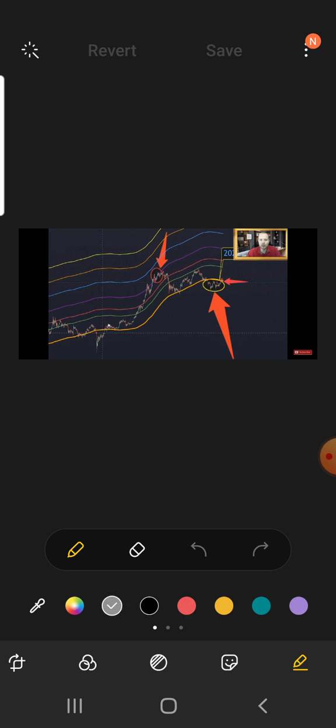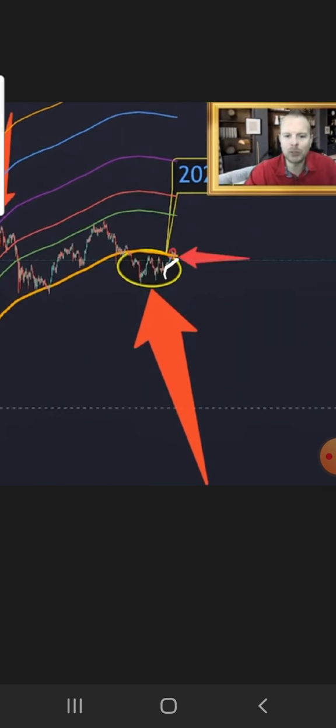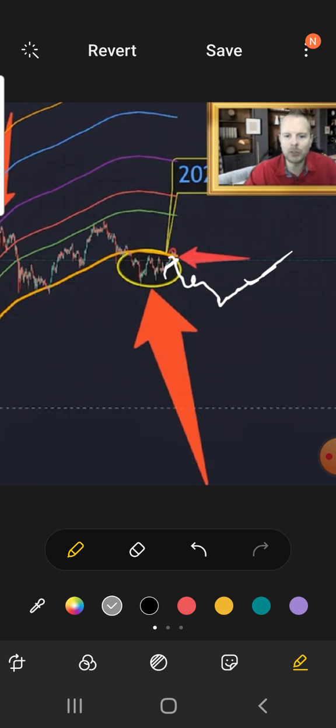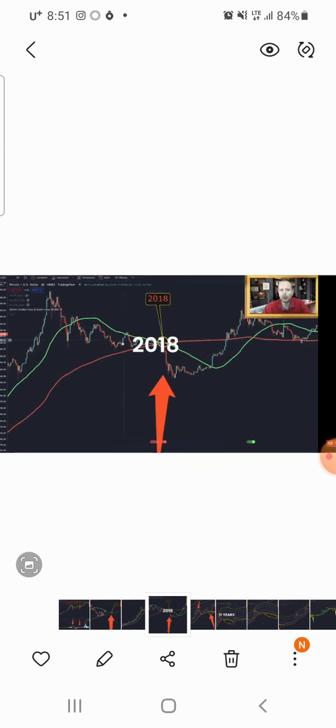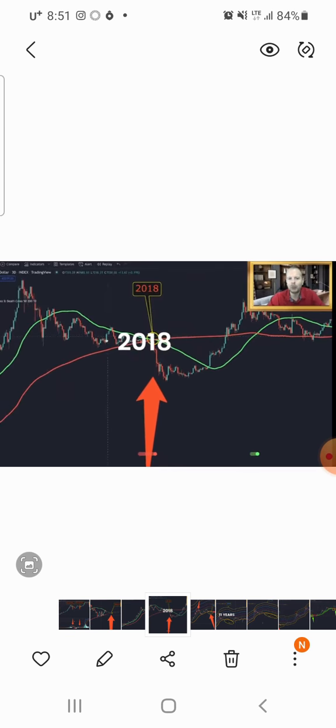Okay, let's go back to white. Test it, and then expect rejection, and then eventually go back above it. Okay, so I'm just telling you what I see in the chart, just looking at the past.